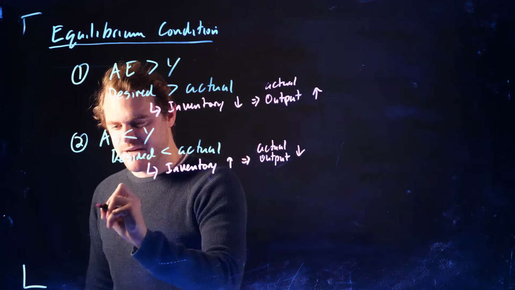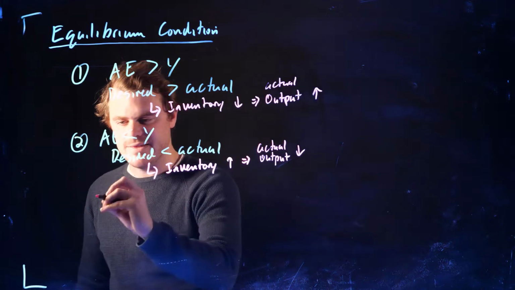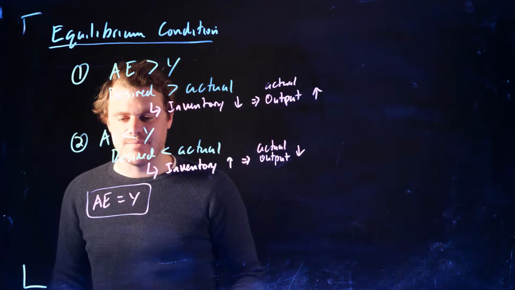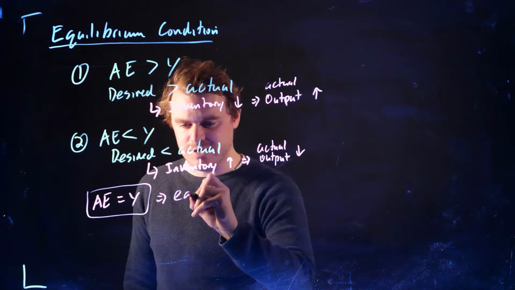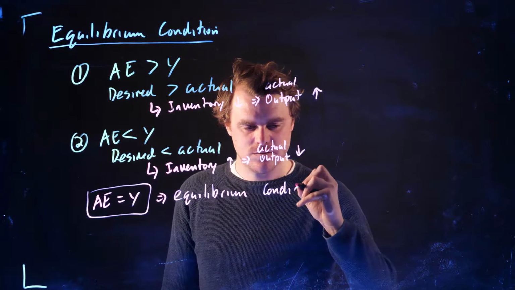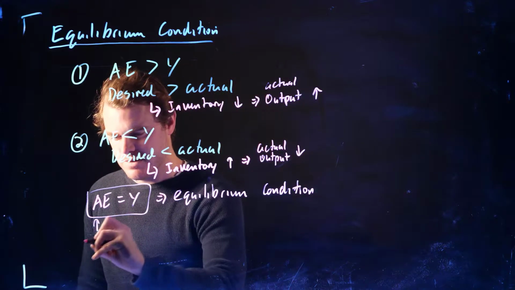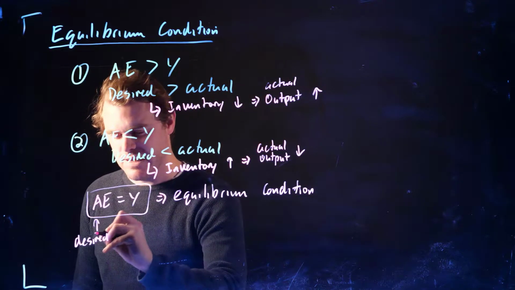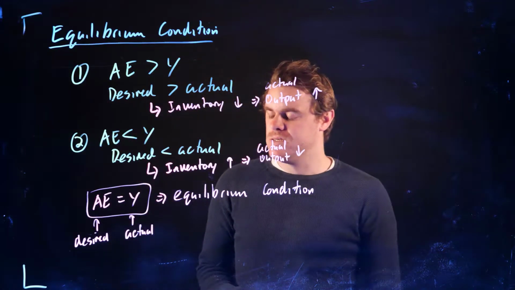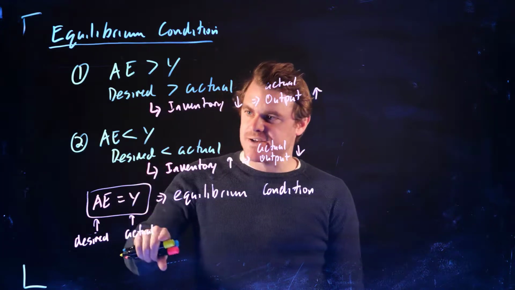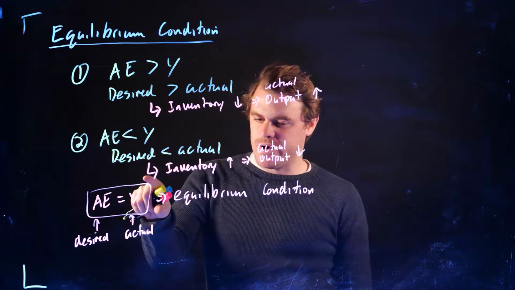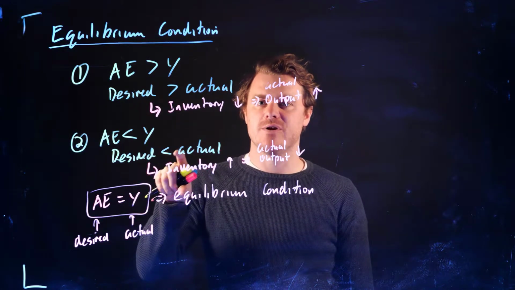And so our equilibrium condition, or when there's no pressure on anything to change, is when our actual and our desired are the same thing. This is our equilibrium condition: the desired level of aggregate expenditure equals the actual amount that we see in our economy. So now let's go back to both our graph and a little bit of that algebra and think about what it means to invoke our equilibrium condition.